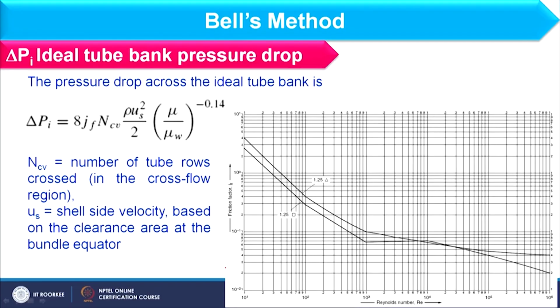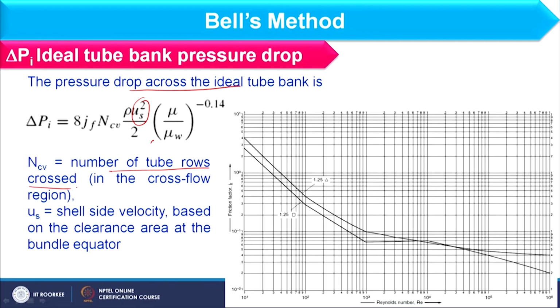Okay. So, let us start with delta Pi, how we are considering pressure drop on an ideal tube bank. Here I have the pressure drop across the ideal tube bank, and it is given by this expression: 8 Jf NCV rho US square by 2, and this is the viscosity correction factor. NCV, that you understand, is nothing but the number of tube rows crossed.